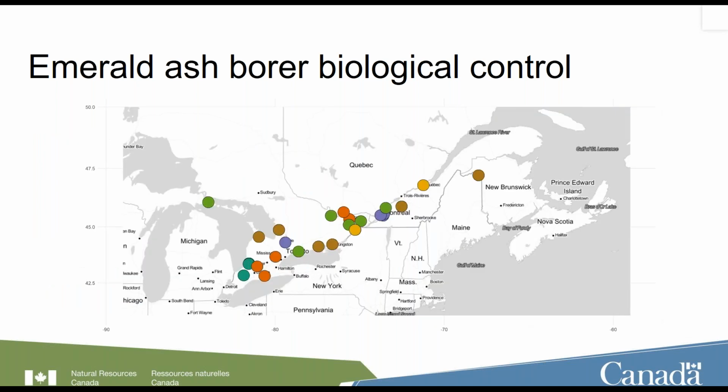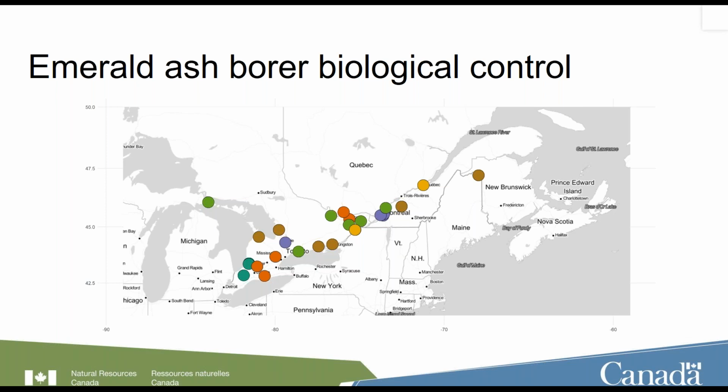So, like I said, we've been releasing these parasitoids in Canada since 2012, and what this map shows is just the locations of our release sites across Eastern Canada. So you can see we spread all the way from basically Sault Ste. Marie, St. Joseph Island in the west, all the way to northwestern New Brunswick in the east.